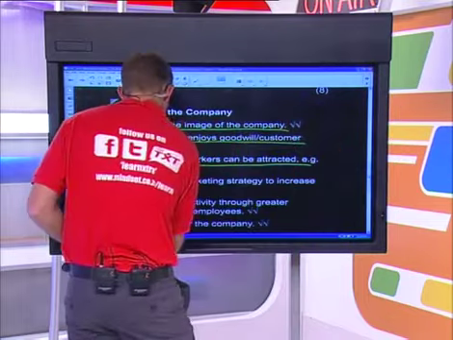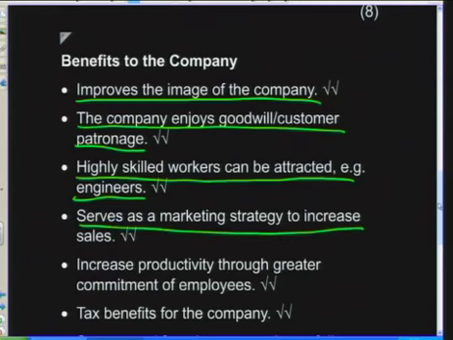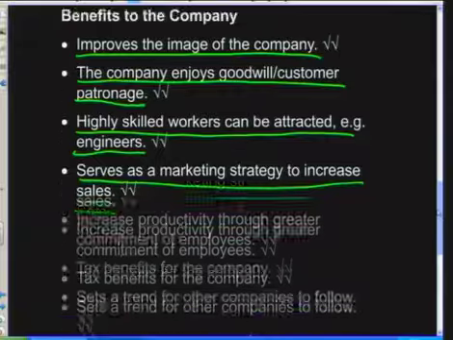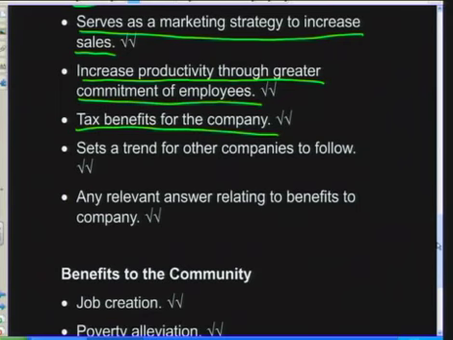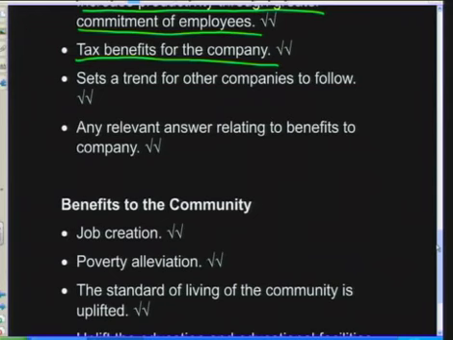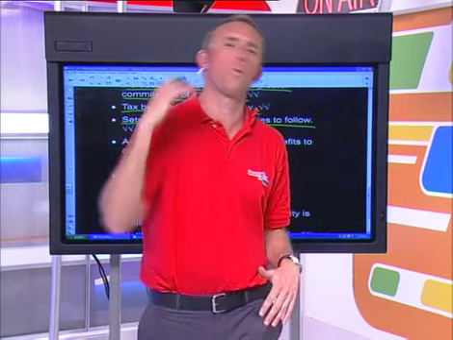Right. It serves as a marketing strategy to increase sales. Right. We increase productivity through greater commitment of employees. Right. There are tax benefits for the company. This is quite a big thing there. A lot of companies want that. That means they're going to have more profit at the end of the day. It sets a trend for other companies to follow. So a lot of companies will say, right, we're giving R1 million towards corporate social investment. What are our competitors doing? So that's going to get their competition to say, oh, well, we don't want to be outdone here. We're going to give 1.1 million rand, right?